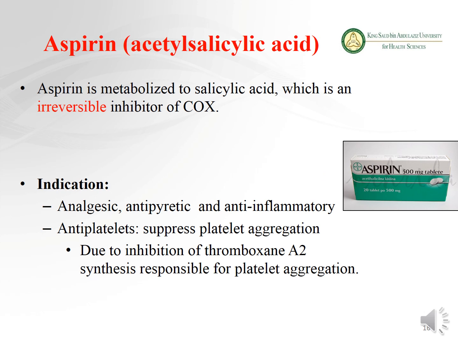So acetylsalicylic acid, aspirin, the main prototype of this class, is metabolized to salicylic acid, which is an irreversible inhibitor of the cyclooxygenase enzyme. That's why it has a long duration of action. It is the only one in this class which is an irreversible inhibitor of COX. The others are reversible. It is indicated for analgesic, antipyretic, and anti-inflammatory actions. Antiplatelet action can be achieved through lower doses by inhibition of the COX-1 enzyme only, which suppresses platelet aggregation by inhibition of thromboxane synthesis.